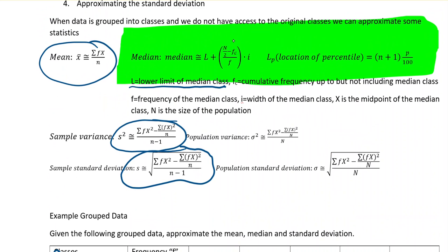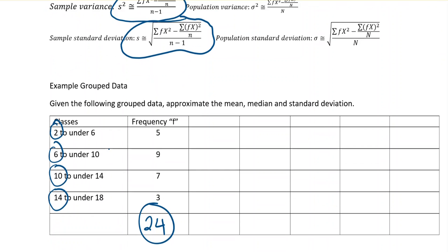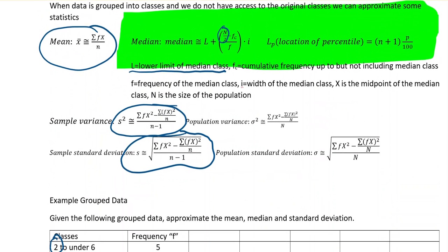And then next we need to find n over 2, which we already know what n is because in class we calculated 5 plus 9 plus 7 plus 3, which is a total of 24. So we know that that's 24.